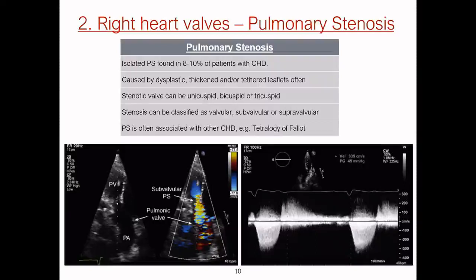And the stenosis can also be classified as valvular, subvalvular, or supravalvular. So below the valve or above the valve. And pulmonary stenosis is often associated with other congenital heart disease, such as tetralogy of Fallot. So you can see here in this color compare image that there's flow turbulence or flow acceleration at this pulmonary valve in this pulmonary artery, and this is a subvalvular pulmonary stenosis. And then the gradients, we use the same as aortic valve, so this is about 3.3 meters per second, so this would be moderate pulmonary stenosis.